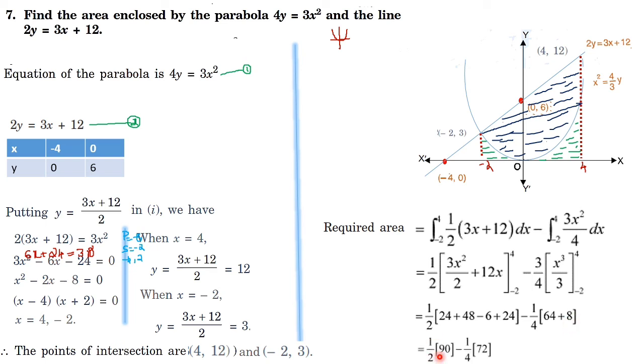Then here 1 by 2 into this one, when we do it, is 90 coming, minus 1 by 4 into 64 plus 8, which is 72. Then here 90 by 2 is 45, minus 72 by 4 is 18. So 45 minus 18, the answer is 27 units. So this is the final answer.